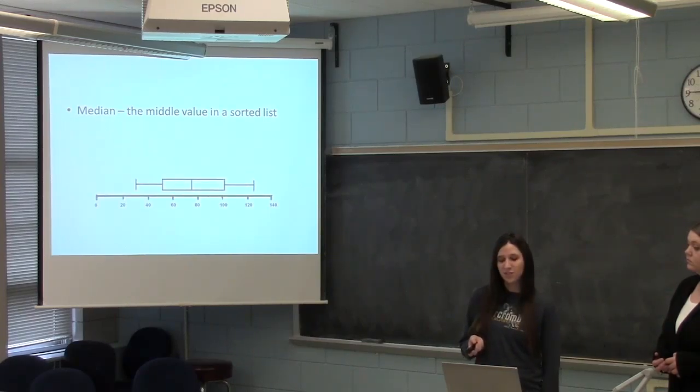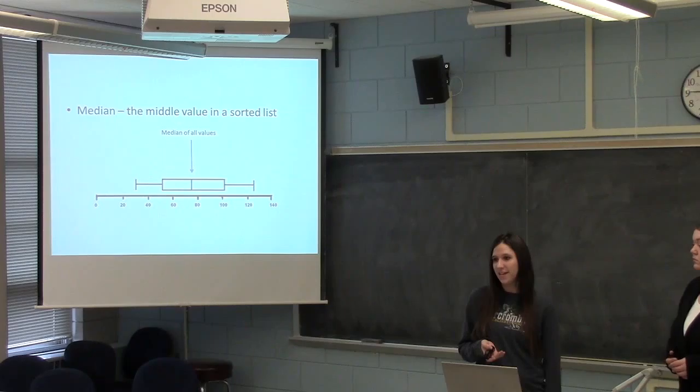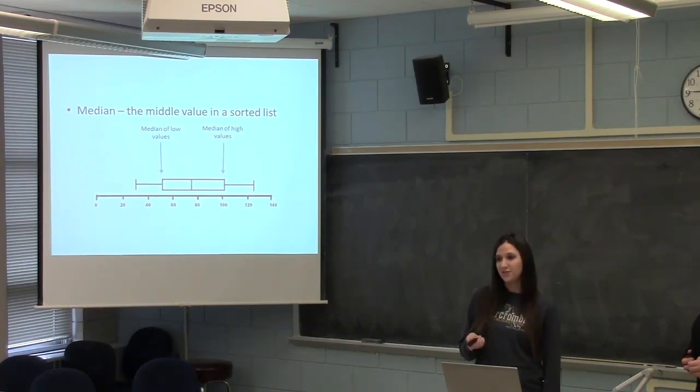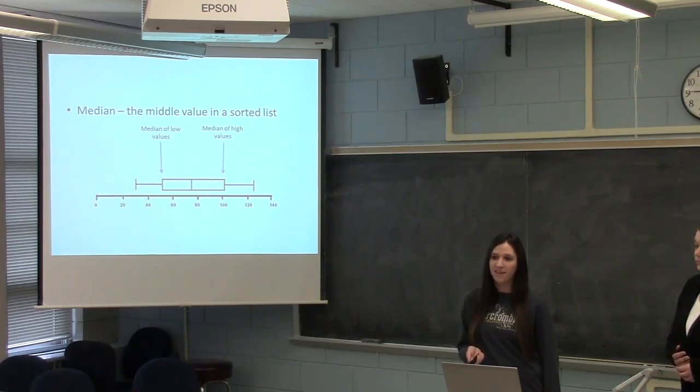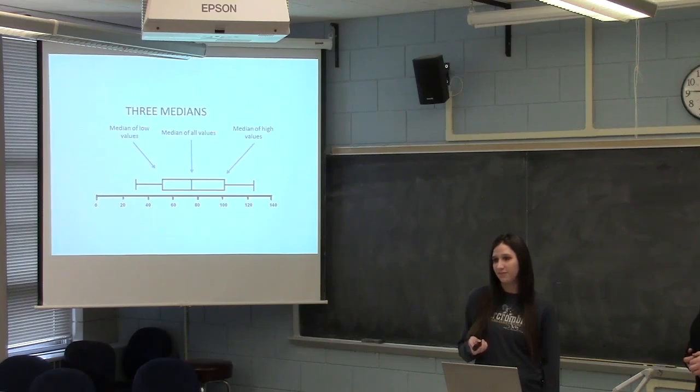When we look at a box and whisker plot, the median is shown right in the middle of the box, or the rectangle. This is our overall median. But it isn't the only median shown in this plot. There are also two other medians. We have the median of the low value, which is the middle point between our lowest value and our overall median. And then the median of the high value, which is the value in the middle of our overall median and our highest value.